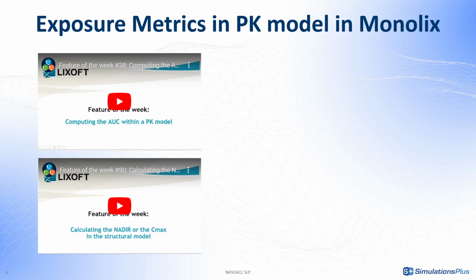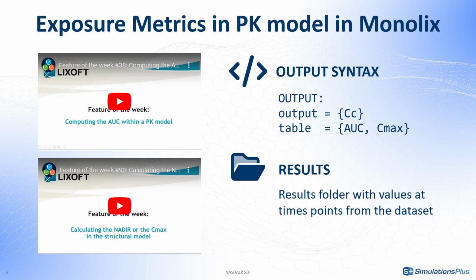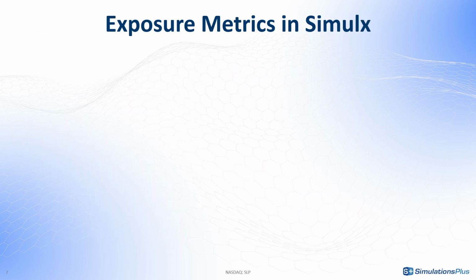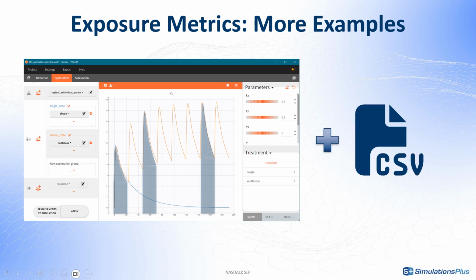In earlier feature of the week videos, we showed how to calculate simple metrics like Cmax and AUC directly in Monolix, and then save them using the table output statement. While this works, the values that are returned are only at time points that are present in the original dataset, which in many cases can be inconvenient. For more advanced cases, like calculating exposure metrics over several intervals or merging them with the response dataset, a better option is to use Simulx combined with post-processing in R.